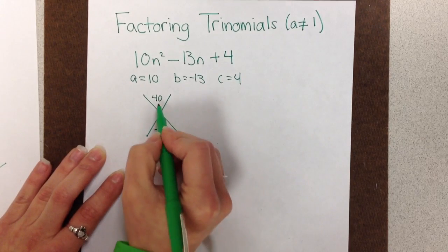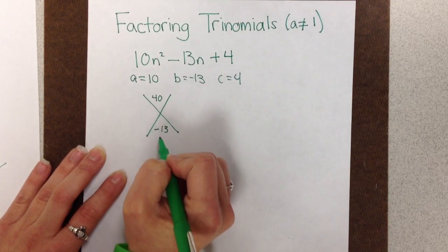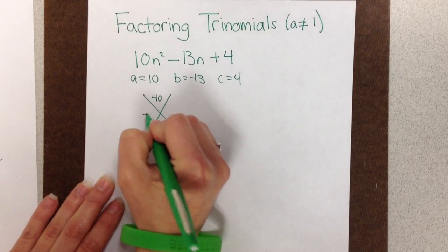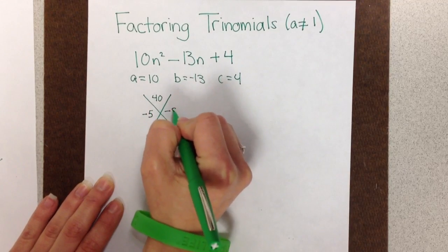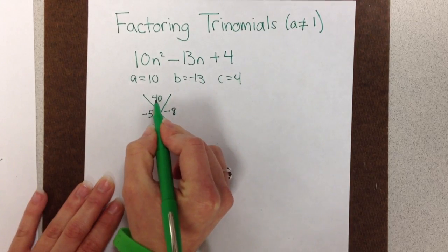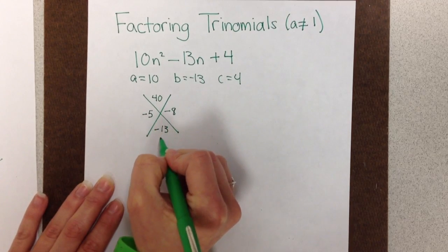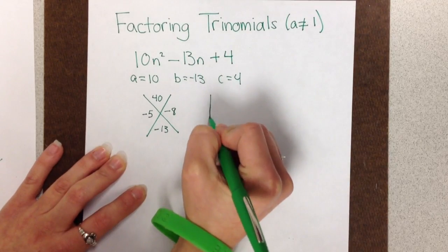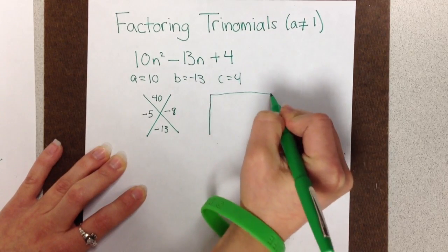So what factors of 40 add to negative 13? That would be negative 5 and negative 8. Negative 5 multiplied by negative 8 is positive 40, and negative 5 plus negative 8 is negative 13. Then we're going to use our box method. So go ahead and create your box.